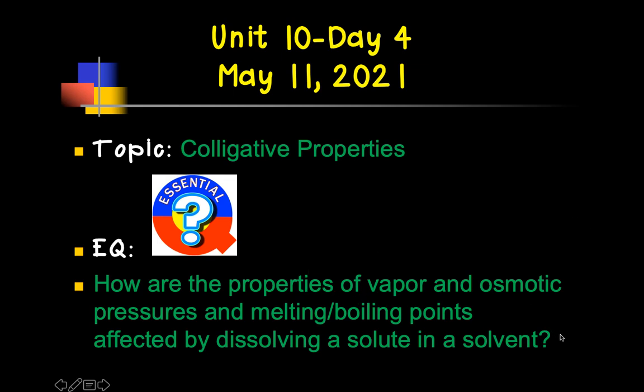So it does look kind of like a long and fancy EQ, but we will break the notes down into these different things, but this is just what it all looks like together. So vapor pressure, osmotic pressure, melting point, boiling point, those are all examples of colligative properties. All right, finish setting up your notes. If you need more time, go ahead and pause the video. Otherwise, come on back when you're ready.